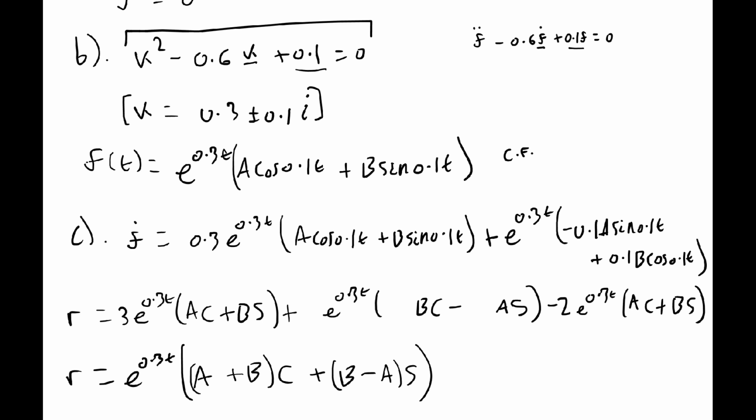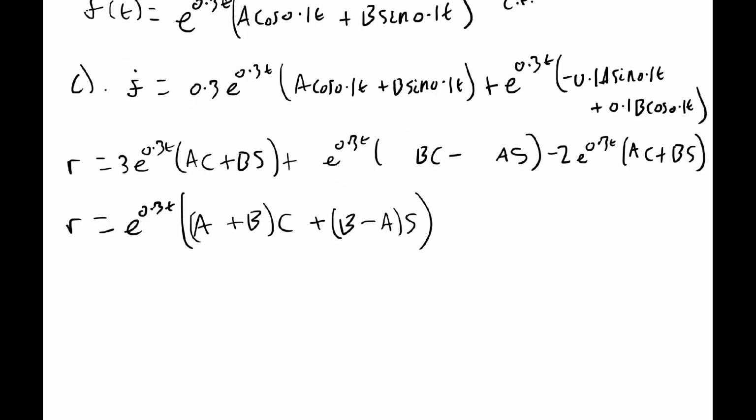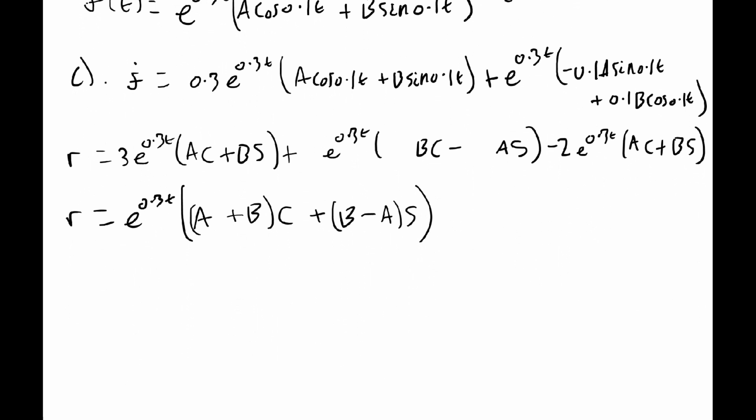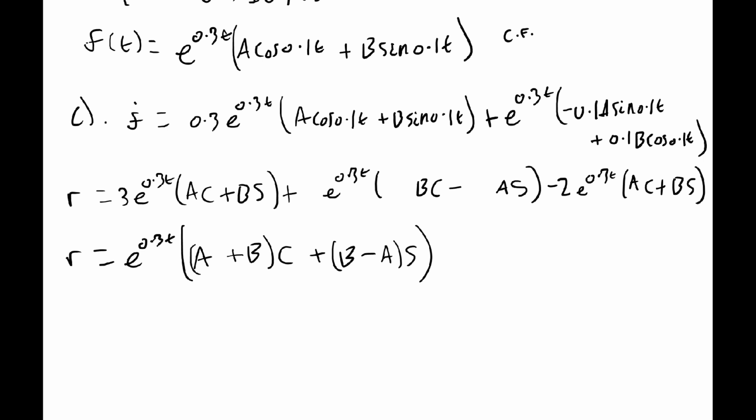Then for part C, they want us to find a general solution for the number of rabbits on the island. Now this is quite a tedious process, but it really helps if we write the forms in a certain way. So I've got f dot, and I've worked out f dot by just differentiating my previous expression for f. And I just used the product rule for this.